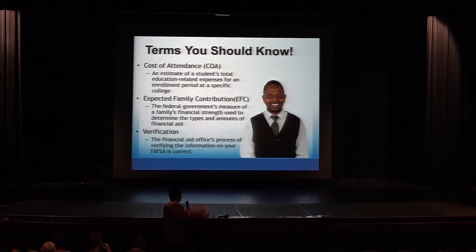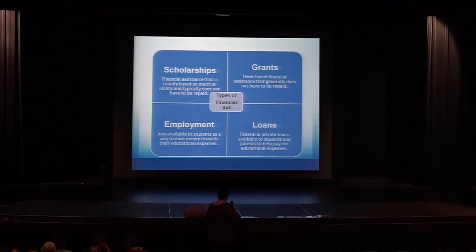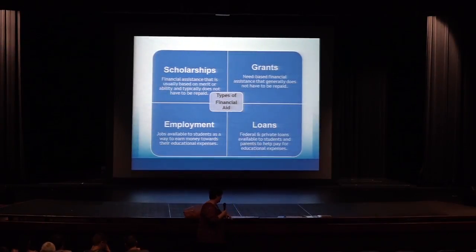Okay? All right, on page 22, you will see there are types of financial aid. There are actually 4 types of financial aid. This will be on the quiz. Many people do not realize that scholarships are actually considered financial aid, but they are. Scholarships: financial assistance that is usually based on merit or ability and typically does not have to be repaid. Grants, that's another kind. They are need-based financial assistance that generally does not have to be repaid.